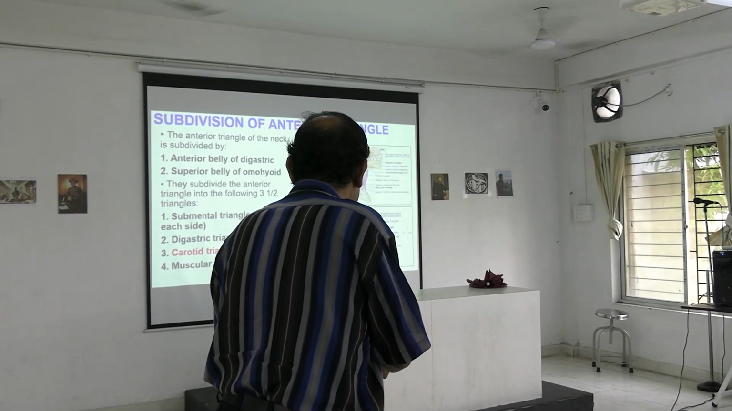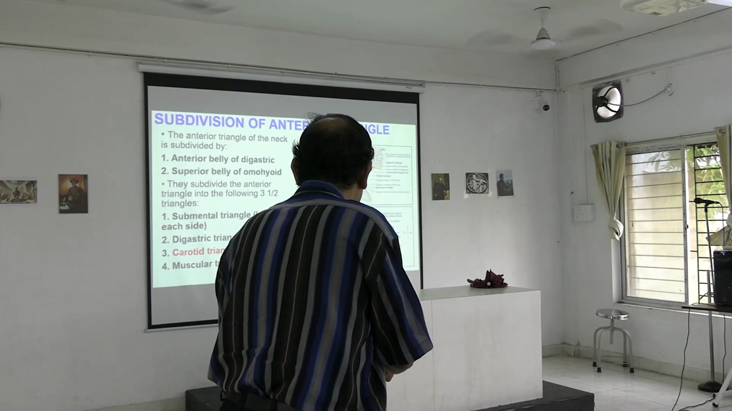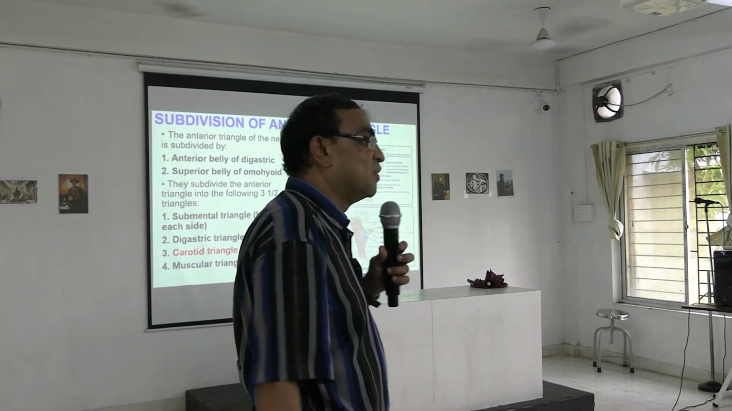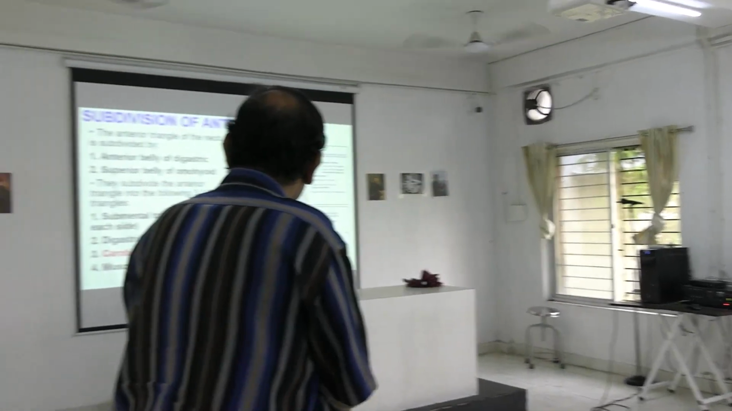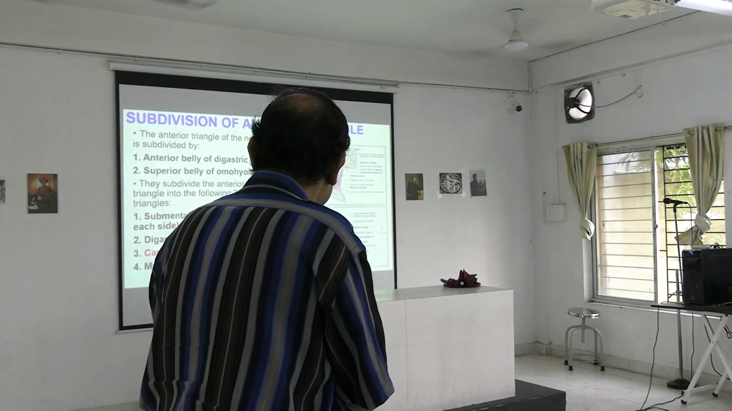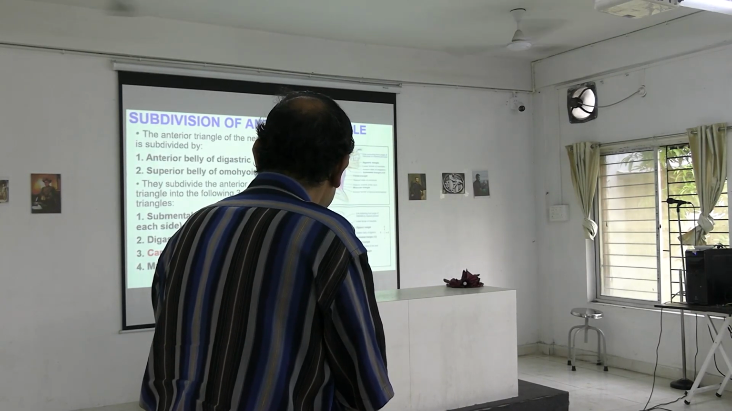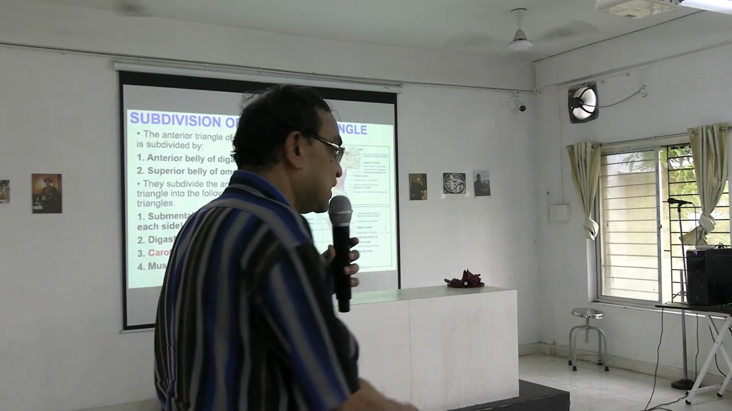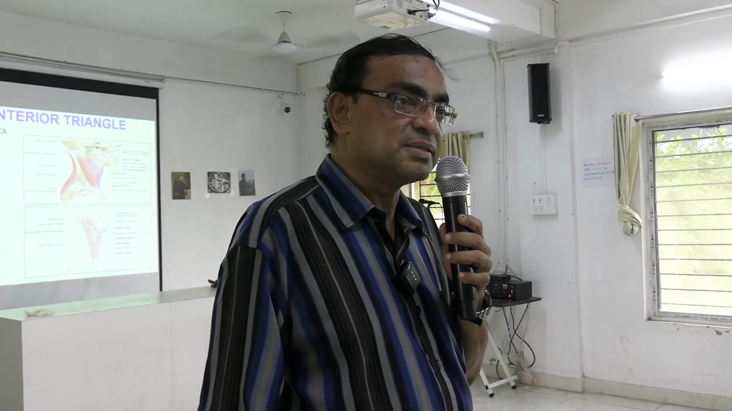And this posterior belly is accompanied by another muscle, which runs from the styloid process of the temporal bone to the hyoid bone, that is the stylohyoid muscle. Here we can find this muscle. This is the digastric muscle, which has an anterior belly and a posterior belly, and in between we can find the central tendon of that muscle.